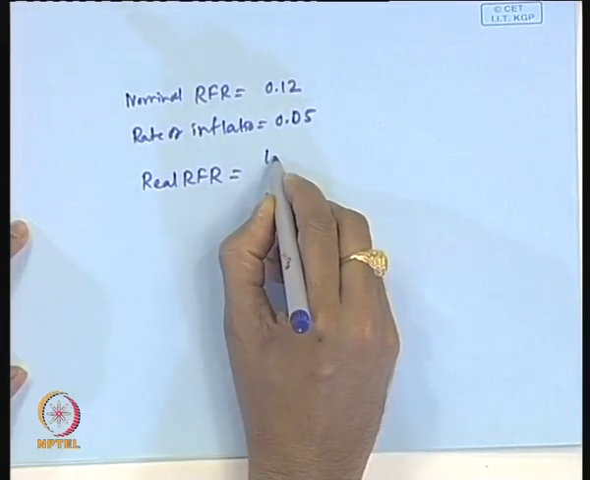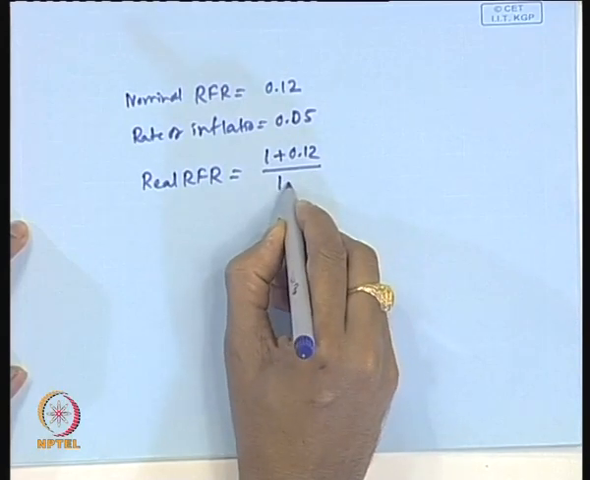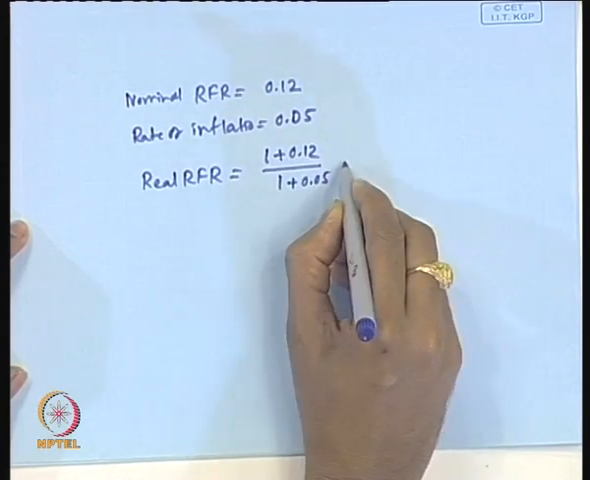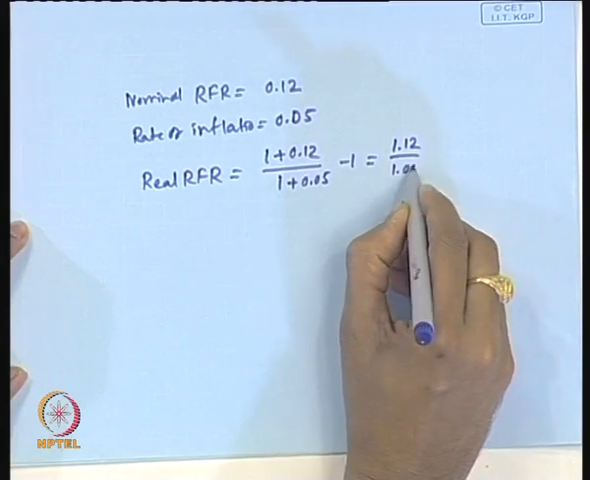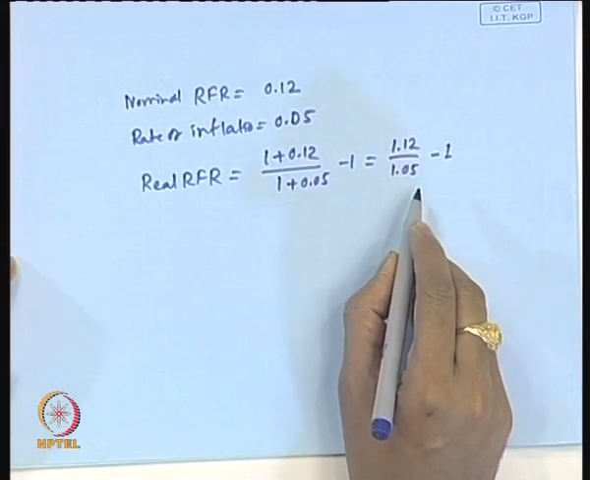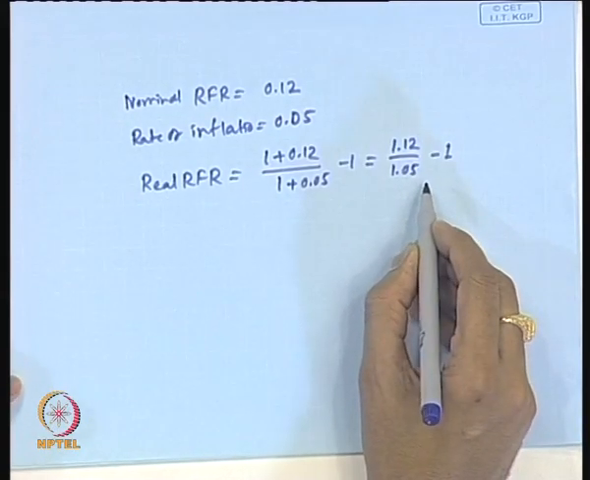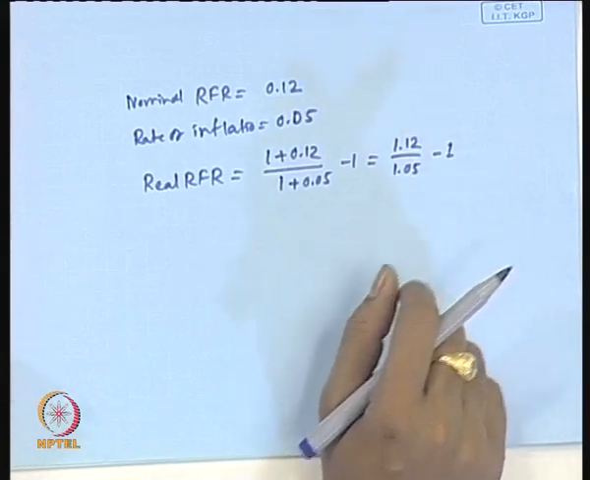It will be 1 plus 0.12 divided by 1 plus 0.05, minus 1. That is nothing but 1.12 divided by 1.05 minus 1. This is the way one can get the real rate of return, which will obviously be somewhere between 5 and 12% if you calculate further.